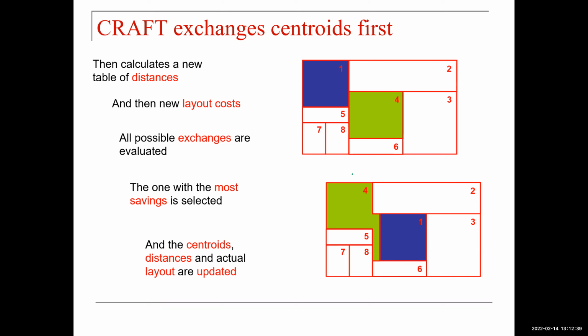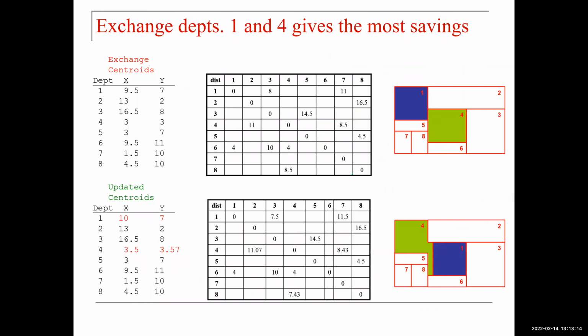Now you have the new centroids for this exchange. You're going to compute the distance. Most of the distances are going to stay the same. Only the distances of those departments that are associated with the ones in the exchange are going to change. So for example, if you swap 1 and 4, every department that is associated with 4 will need its distance updated, and every department that is associated with 1 is going to require updating distances. So here's the exchange of departments 1 and 4. This is the one that is going to give you the most savings.